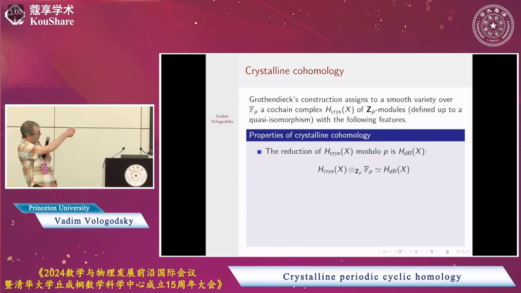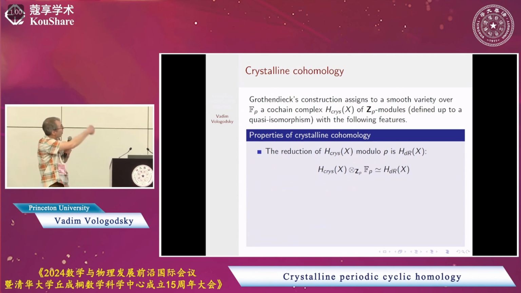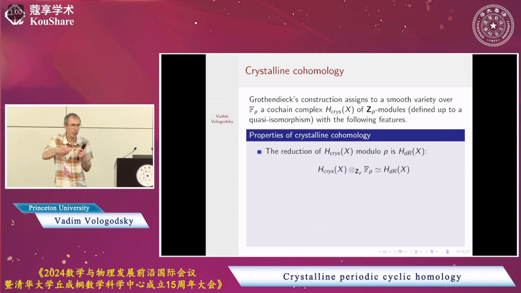What Grothendieck actually did was construct a functor that takes a smooth variety, not necessarily projective, over a field of p elements, and assigns to it a cochain complex that computes crystalline homology. It's a complex of Zp modules. So we start with an object defined over Fp, and the output is a complex of Zp modules. It's defined up to quasi-isomorphism, but at least you have homology groups which are Zp modules. And it has the property that if you reduce this complex modulo p, you recover the de Rham homology.